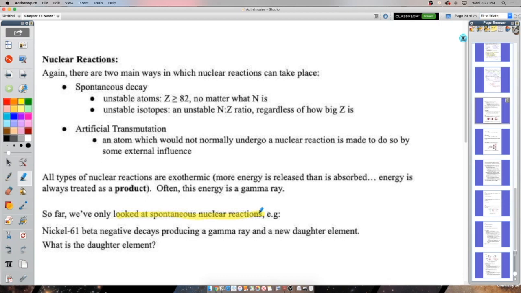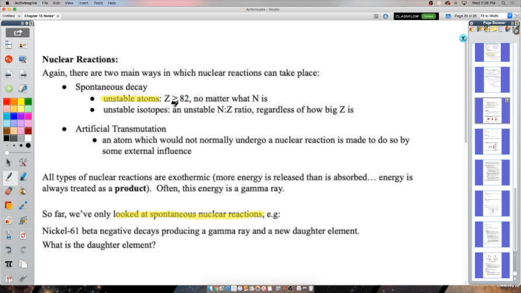What are those? Well, spontaneous means it just happens, right? Nothing has to make it happen. It just is going to happen because the atom or isotope is unstable, right? So it happens in unstable atoms always when Z is greater than, whoops, not greater than or equal to, just greater than 82. So greater than lead, right? No matter what the neutrons are, those are unstable, those will undergo decay.